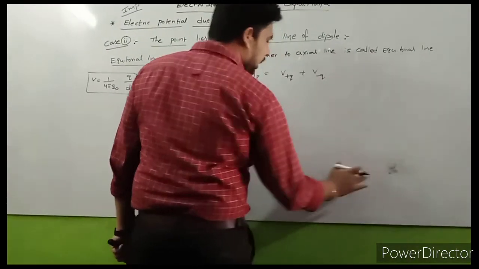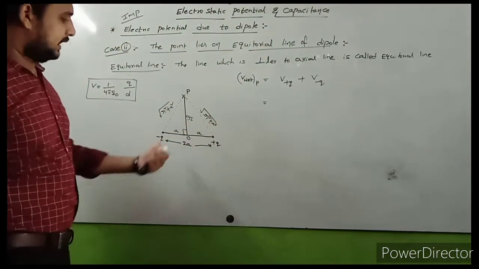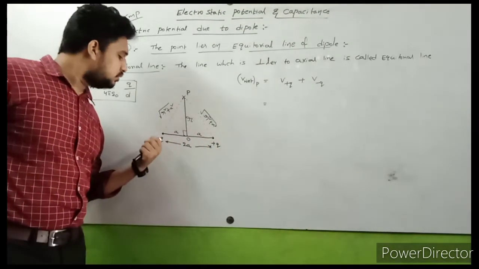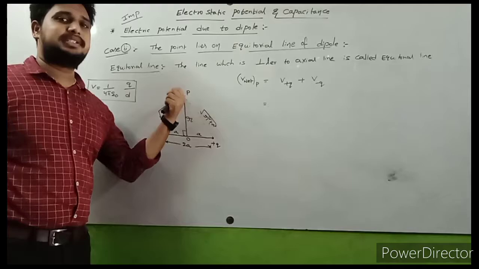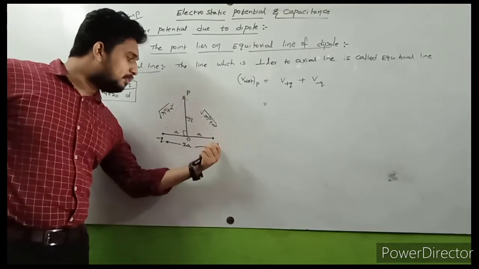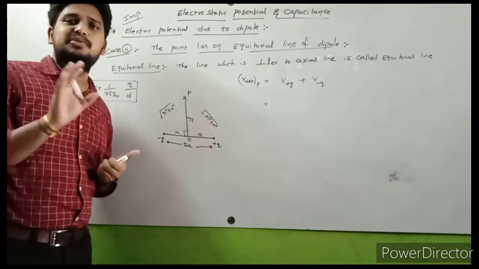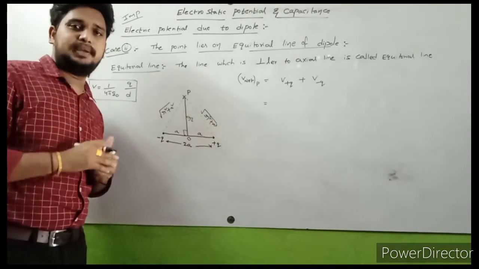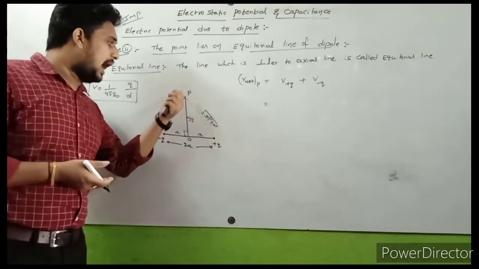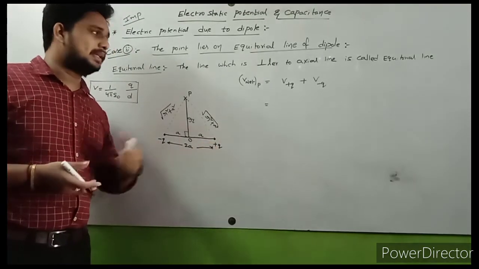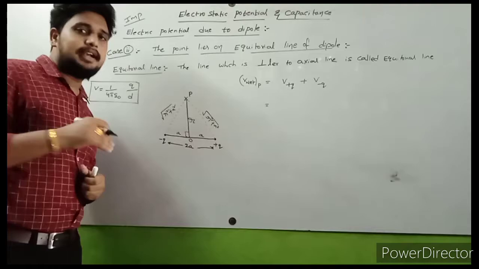Now observe the figure carefully. Here minus Q charge is there, plus Q charge is there. Due to minus Q charge, some potential is acting on P. Due to plus Q charge, some potential is acting on P. That means we need to find the net potential at point P. How to find that? If you add the potential due to minus Q charge and the potential due to plus Q charge, then we get the net potential.